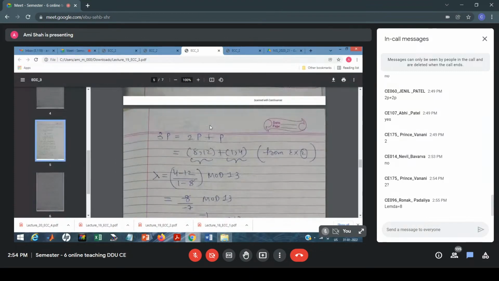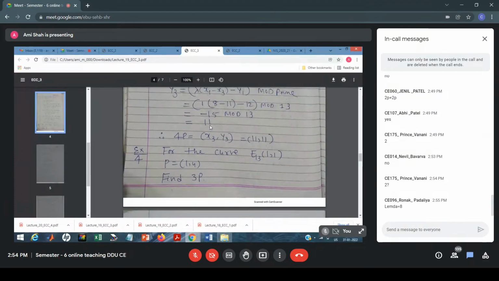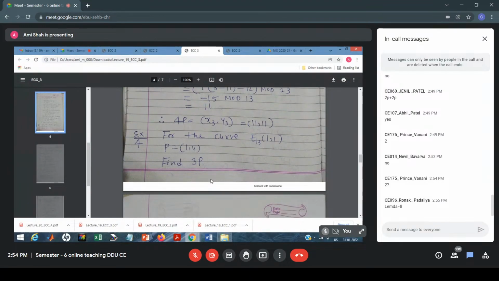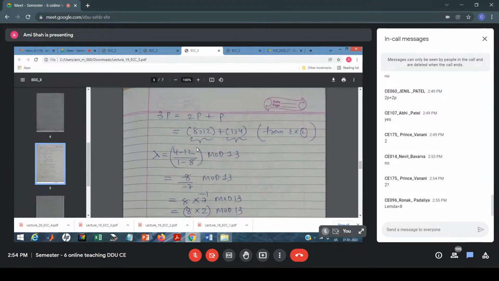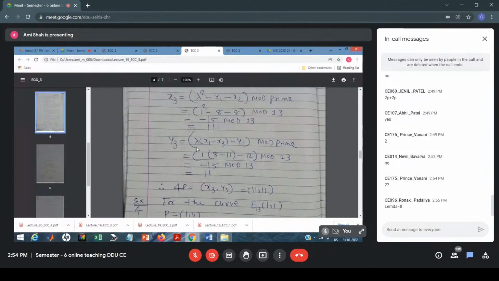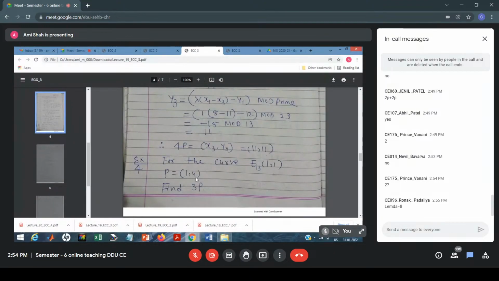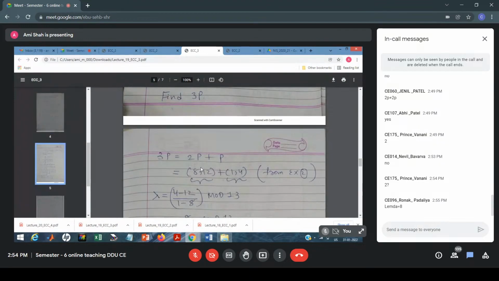In this particular case, the point p equals 1, 4 that you have taken, and the curve is this curve. Now we want to calculate 2p and 3p. Earlier, for the same point p equals 1, 4, on the same curve, I have calculated 2p, right?